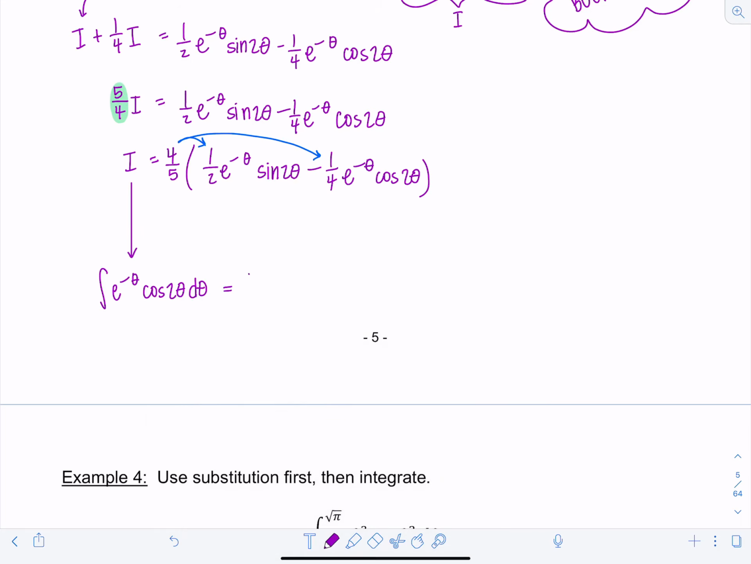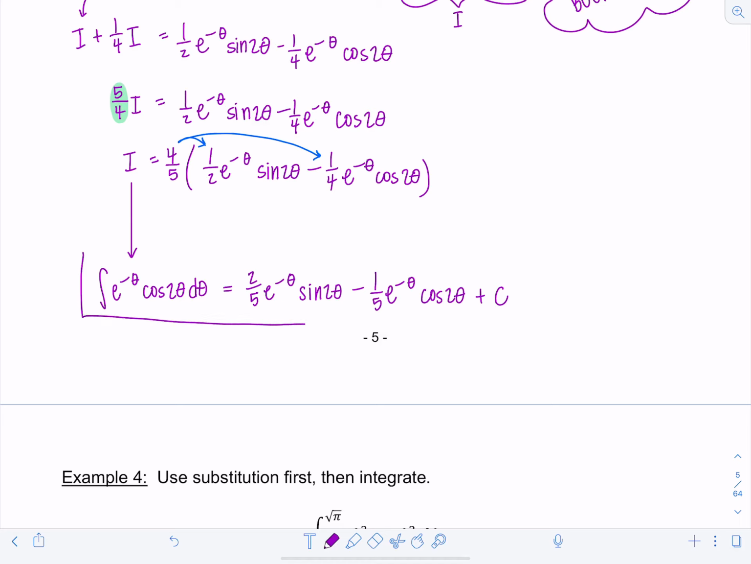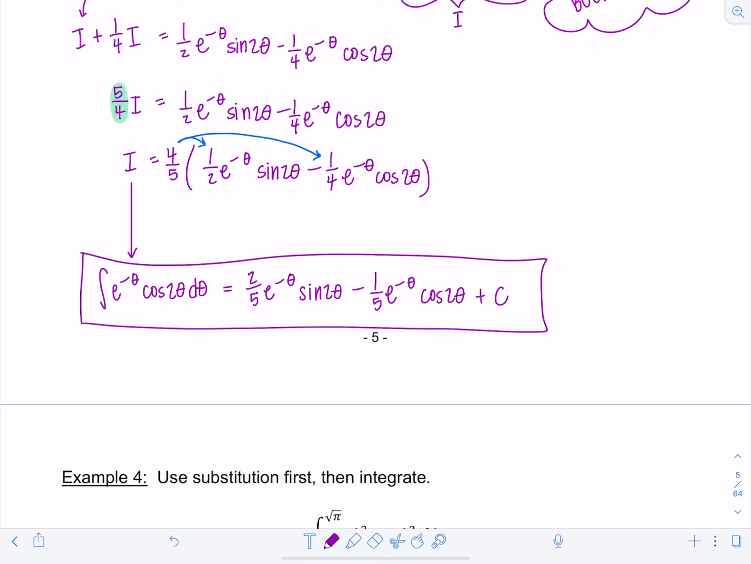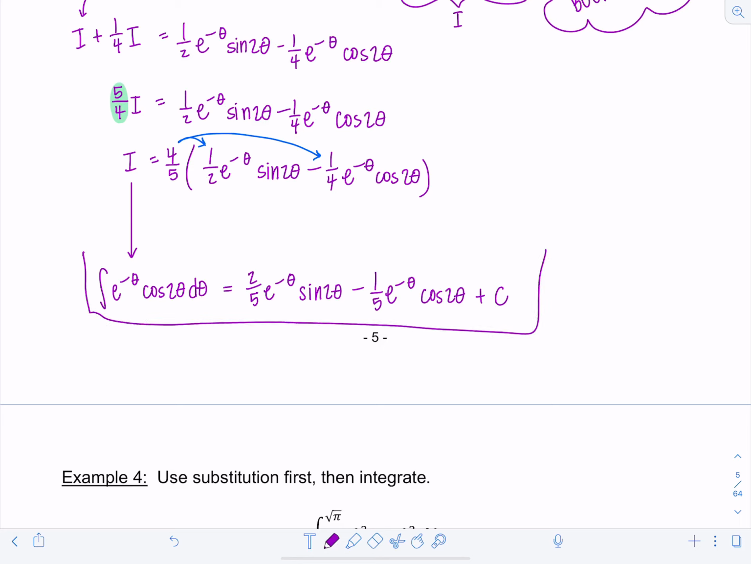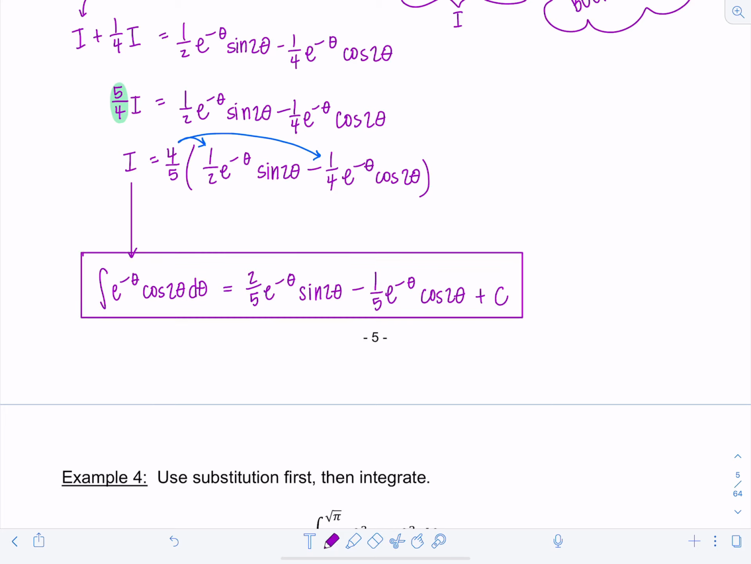So we have, that'll be 2/5 e to the negative theta sine 2 theta minus 1/5 e to the negative theta cosine 2 theta. And then this is the part where you just have to have your wits about you and remember to put a plus C. Yeah? Okay, that can be a little tricky for students sometimes, but you can handle it. Good. So when to look out for a boomerang? Typically, yeah, when you have a product of two functions in your integral and both of them have derivatives that are cyclical. Okay? Trig and exponential is like the most classic combo.